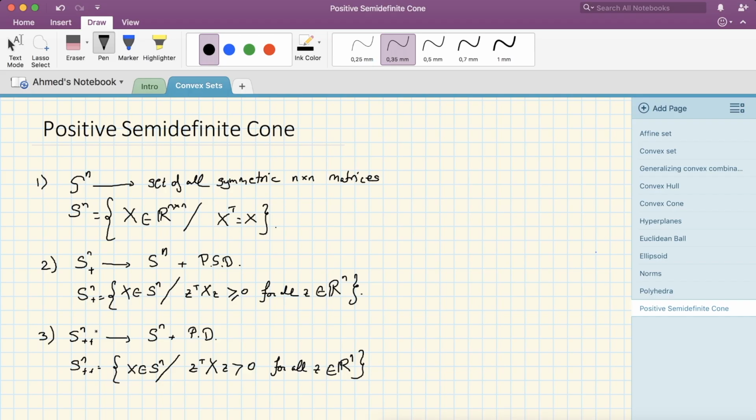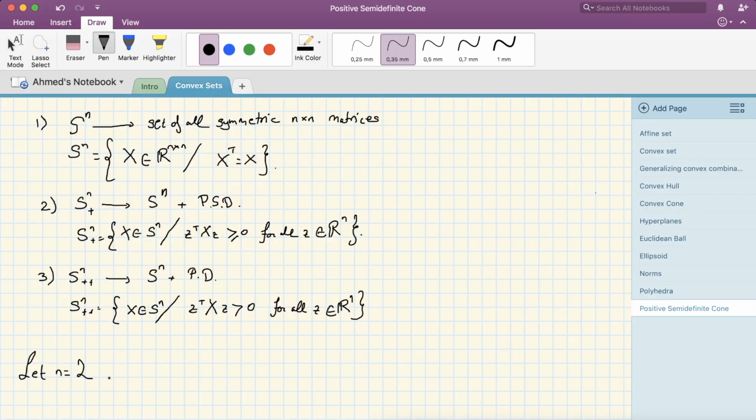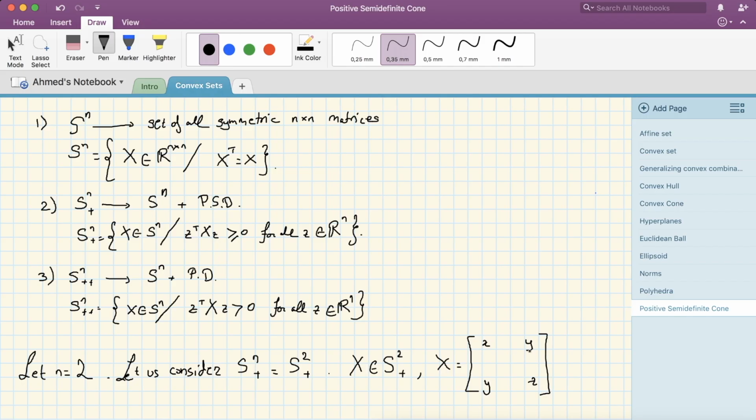How are we going to use it here? Let's set n equal to 2 and consider Sn plus, all positive semi-definite symmetric matrices, which in that case would be S2 plus. Those matrices would look something like this. Let's take an X in S2 plus. I could express X as x, y on the top row and y, z on the bottom row, with y on both sides because it's symmetric.